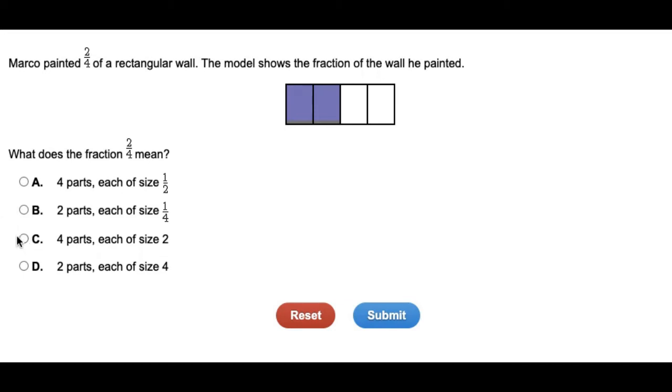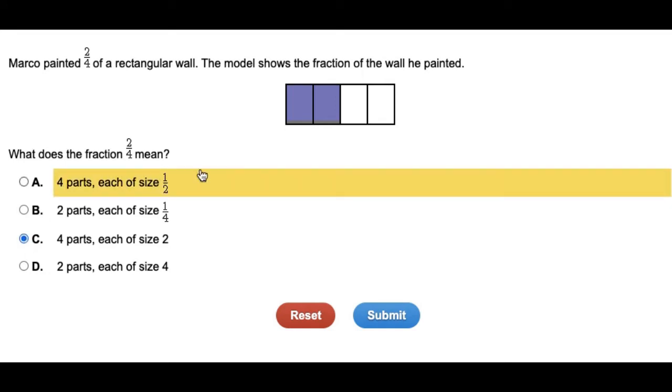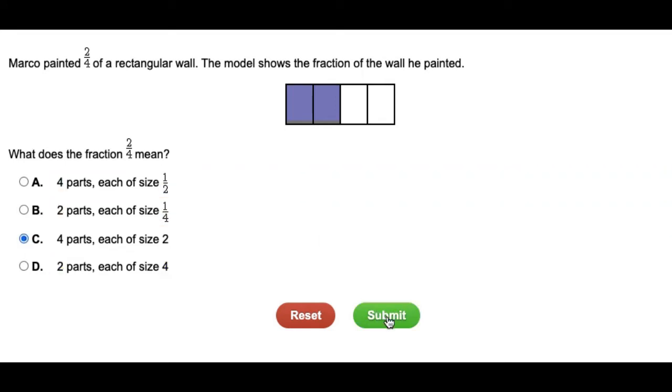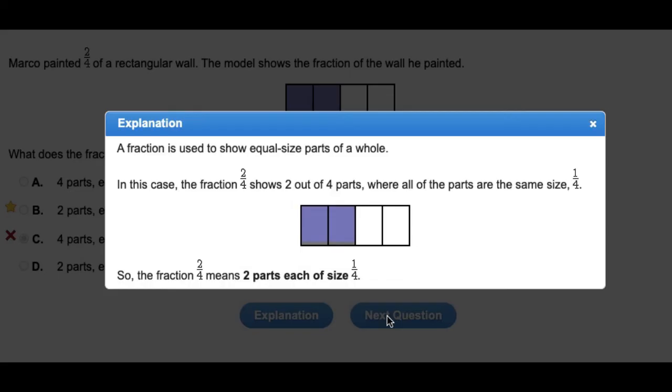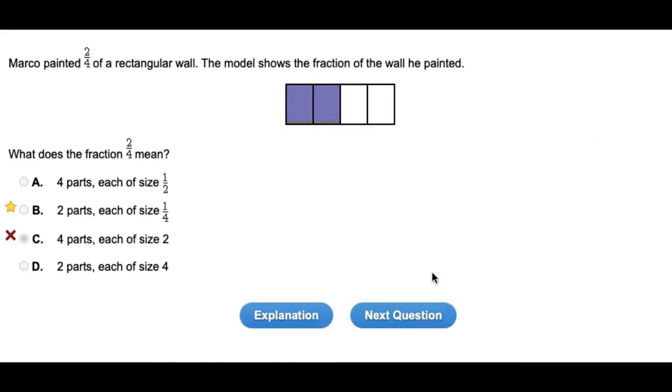Okay, let's try. I think it's a little confusing. Let's try. So there are 4 parts total. It means 2 parts, each of size 1/4. Okay. So it's actually, there are 2 parts and each is 1/4. Like this is 1/4, this is 1/4, this is 1/4, this is 1/4. Okay. Hey, that is correct. Okay.